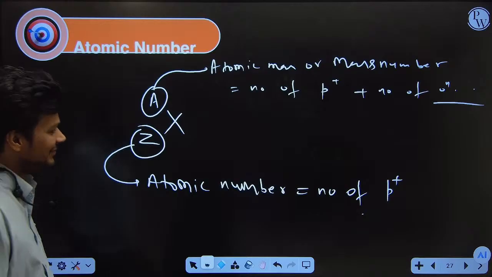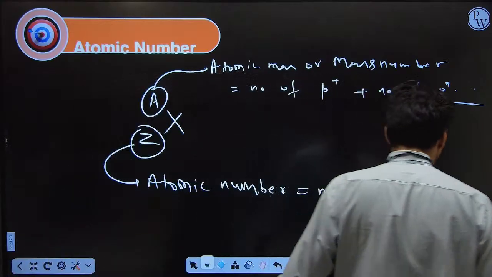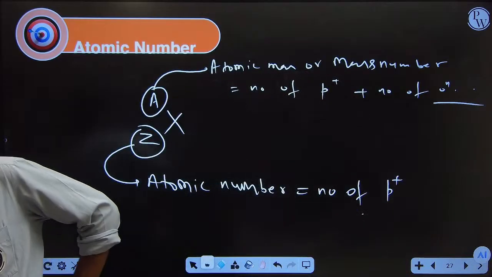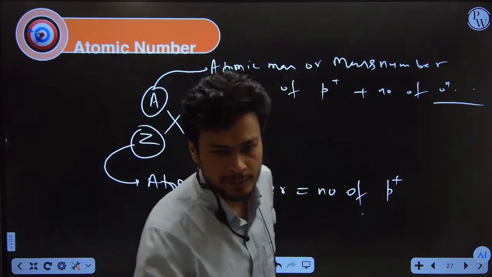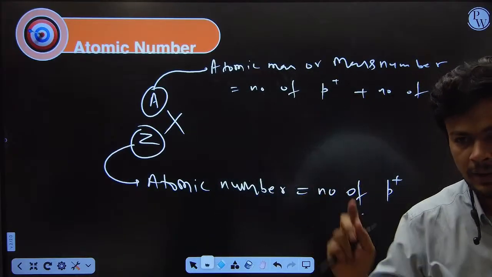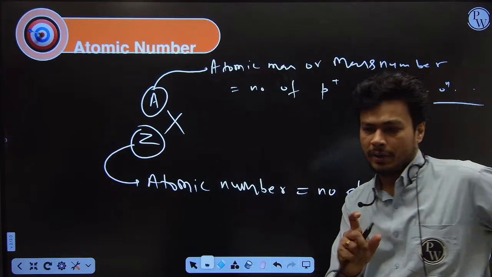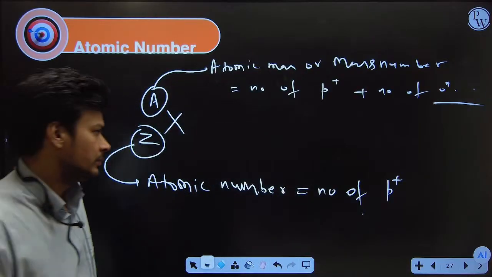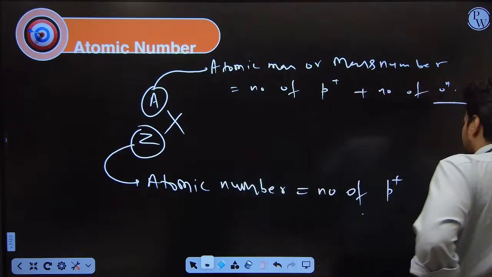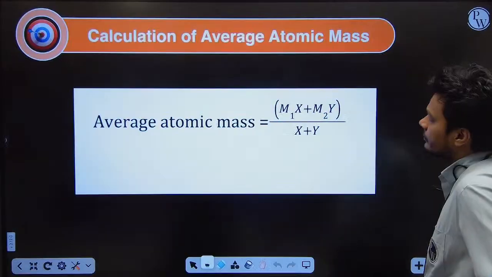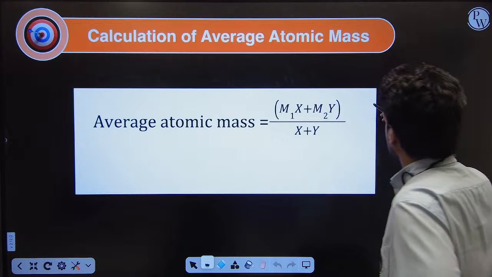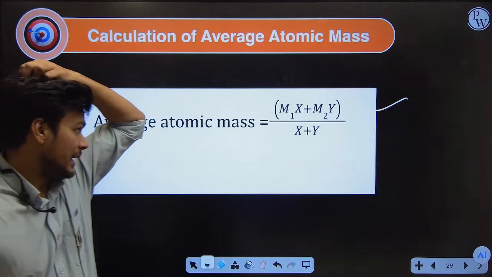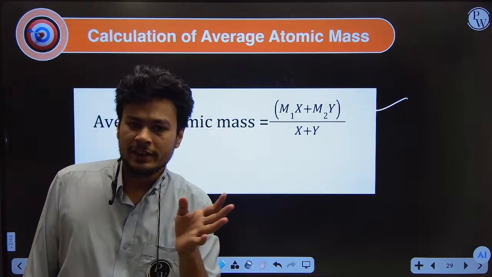Clear? Okay. Now, if you have two species or a set of species, based on the number of subatomic particles, you can figure out a relationship between them. Right? What relationships exist between them? Okay, let's talk about this also. So, before going to that, let's talk about average atomic mass. So, what is average atomic mass?